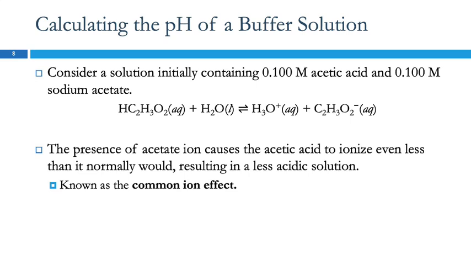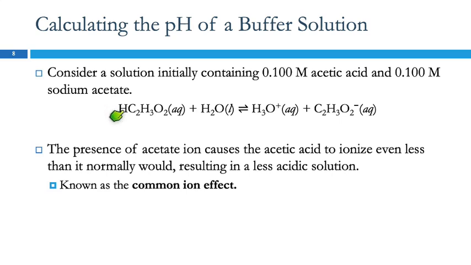So how do we calculate the pH of a buffer solution? So this is like a whole bunch of stuff from chapter 17, right? We just talked about pH of acids and bases. This is sort of a continuation. So let's look at a solution that starts out as 0.1 molar acetic acid, 0.1 molar sodium acetate. Weak acid and its conjugate base. So the presence of the acetate ion causes the acetic acid to ionize even less than it normally would, and that results in a less acidic solution. So that's known as the common ion effect, and we'll see that in several places in this chapter.